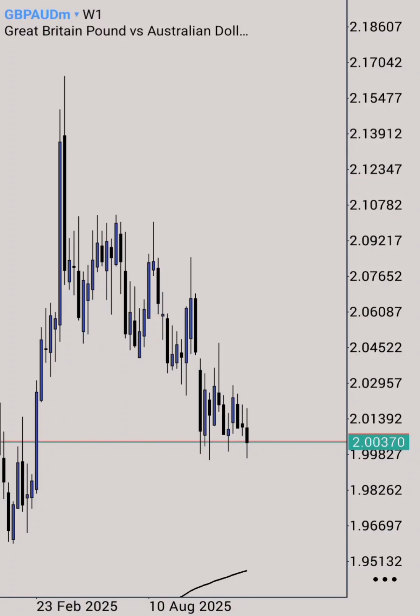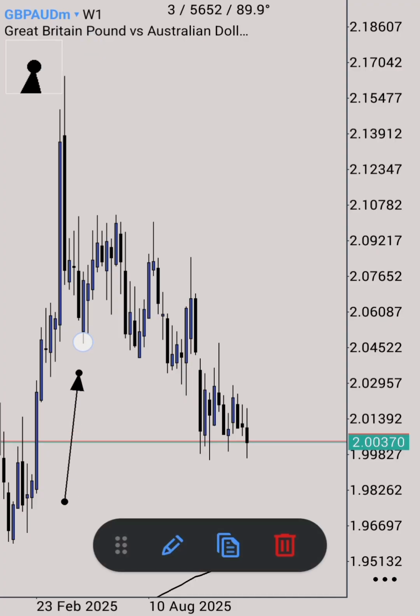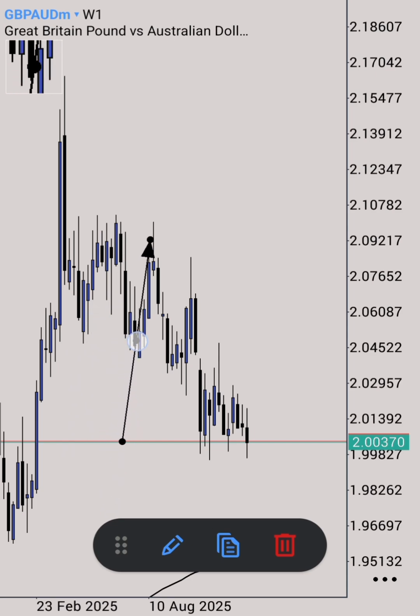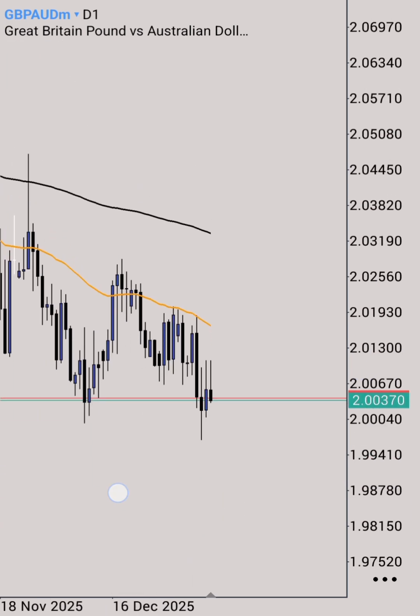So I'll be starting my breakdown with GBPAUD. And as we can clearly see on the weekly time frame, the market has been in a downtrend. We can see that because of the series of lower low, lower high, lower low, lower high, lower low, lower high. The market is giving us an impulsive leg to break the most recent low. So that's seen. We go to the daily time frame.